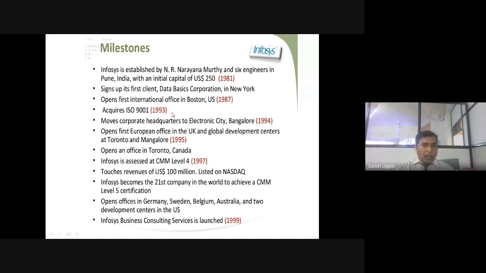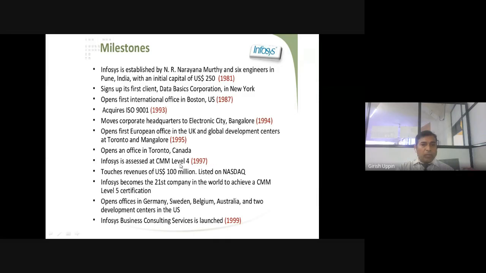Then it acquires ISO 9001, the quality certification, in 1993. It moves its corporate headquarters to Electronic City, Bangalore. So it moves its headquarters from Pune to Bangalore. It opens its first European office in the UK and Global Development Centers at Toronto and Bangalore. That is in 1995. And it opens an office in Toronto, Canada.